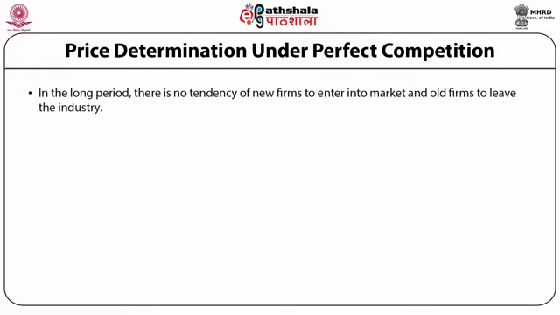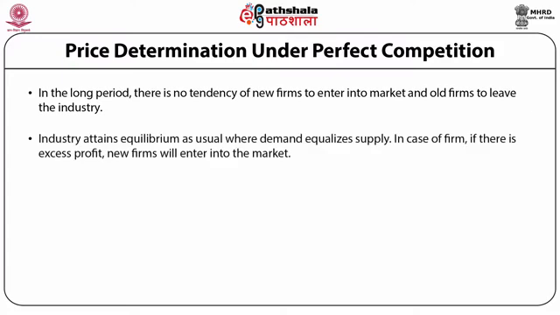In the long period, there is no tendency of new firms to enter the market and old firms to leave the industry. Industry attains equilibrium as usual, where demand equalizes supply. In case of a firm, if there is excess profit, new firms will enter into the market. If there is loss, some firms will leave the market.